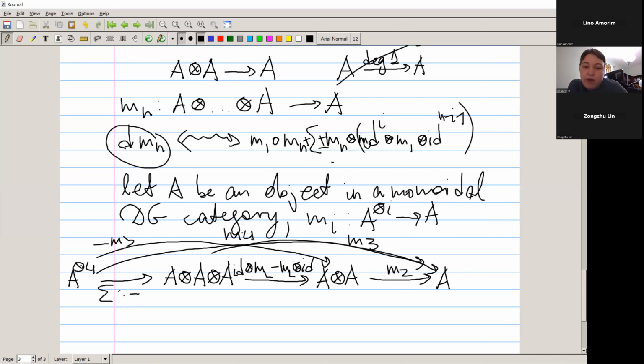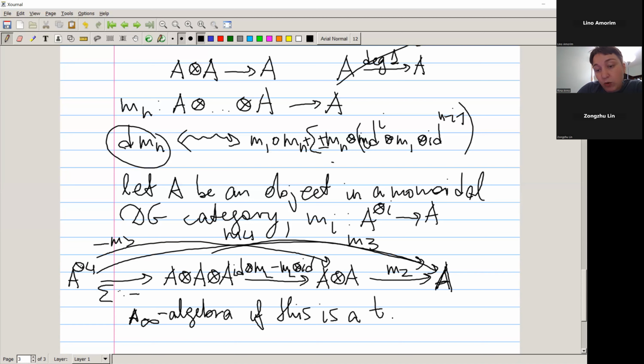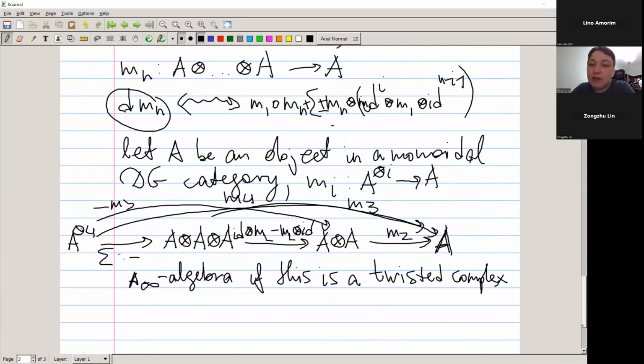And so on. The maps here are going to be sums of several identities tensor Mi tensor several identities with certain signs, and the maps that land in the rightmost term of the complex are the Mi. And this is an A infinity algebra if this is a twisted complex. The equations of the twisted complex ensure that the derivative of the higher differential is the sum of all two-step combinations between the beginning and the end of this higher differential. Those equations are exactly the equations that define the A infinity structure.